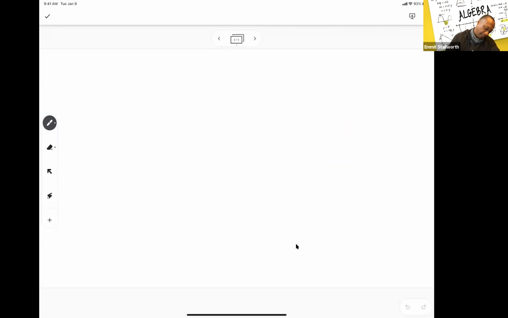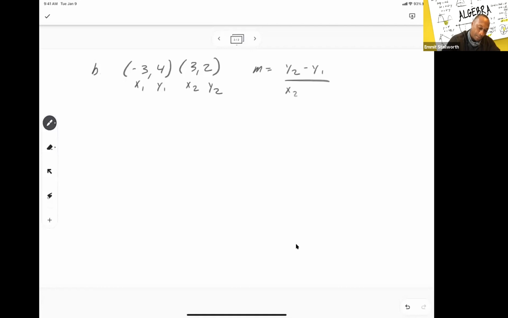Once again, this is B. I have these 2 points: (-3, 4) and (3, 2). I can go ahead and label my points: x sub 1, y sub 1, x sub 2, y sub 2. Remember my formula. Once you use this formula enough, it's going to become second nature to you. It's y sub 2 minus y sub 1 over x sub 2 minus x sub 1. And we're going to go ahead and plug in.